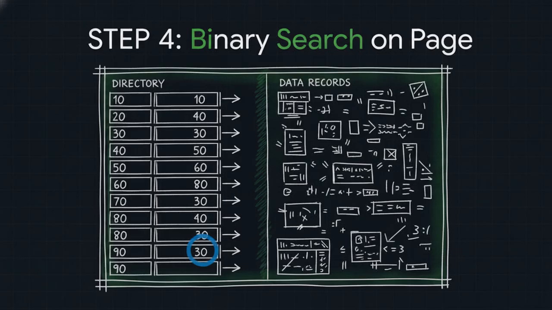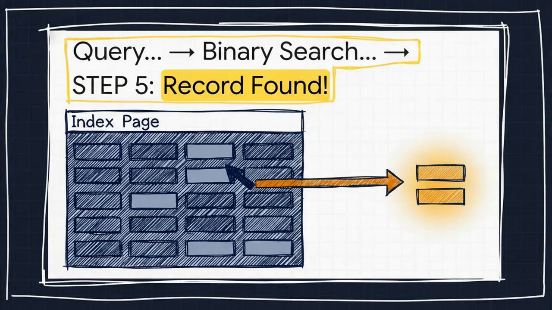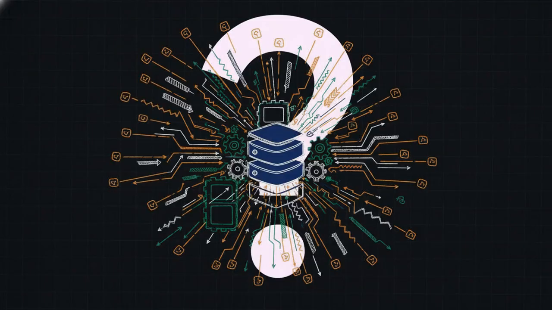Now we're at the micro level. The system grabs that one page from the disk and then unleashes that lightning-fast binary search on its sorted pointers. And just like that, there it is. The record is found. In a few highly optimized, incredibly efficient steps, we've gone from a chaotic sea of billions of bytes to the one specific record we needed. From chaos to order. This is the blueprint that makes modern data systems possible.